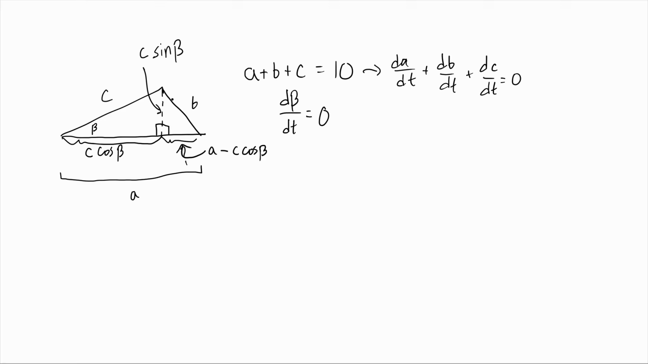Then we have a nice Pythagorean theorem right here. We could have, say, something like c sine beta quantity squared plus a minus c cosine beta quantity squared is equal to b squared. That's a function equivalence, and then you can take a derivative of that and work with it. Now, are there other ways of coming up with a function equivalence equation that we could work with?